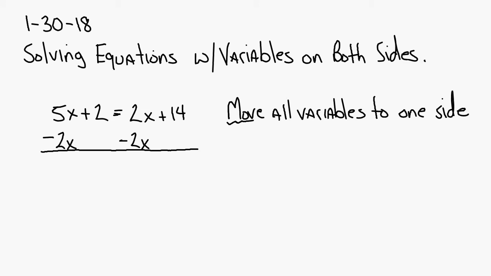And when you subtract 2x from each side, working from left to right, 5x minus 2x is 3x. The plus 2 falls down. Your equal sign falls down. The 2x's right here cancel each other out, and that's why you subtracted 2x from each side. And the positive 14 falls down. What you're left with is a two-step equation like you did last week.